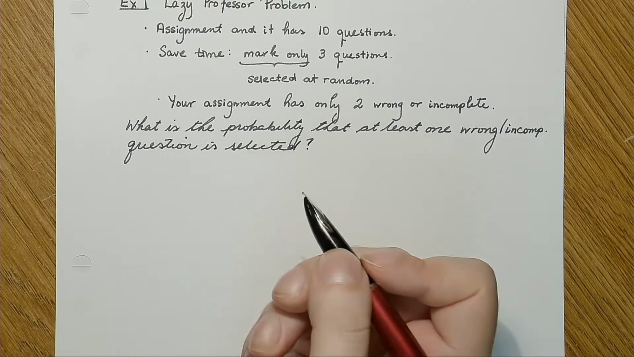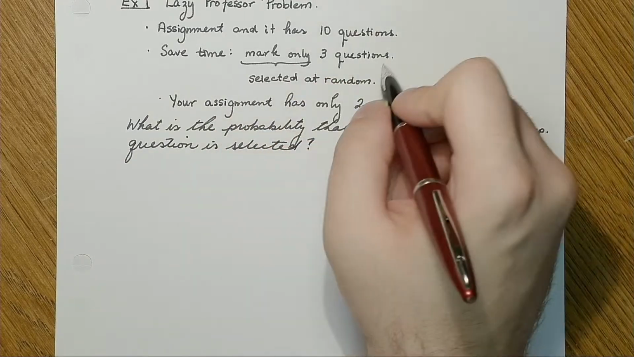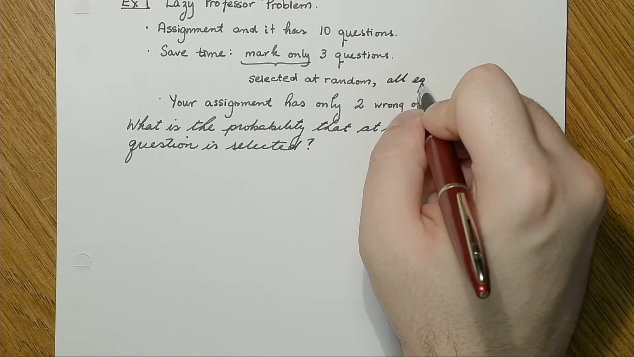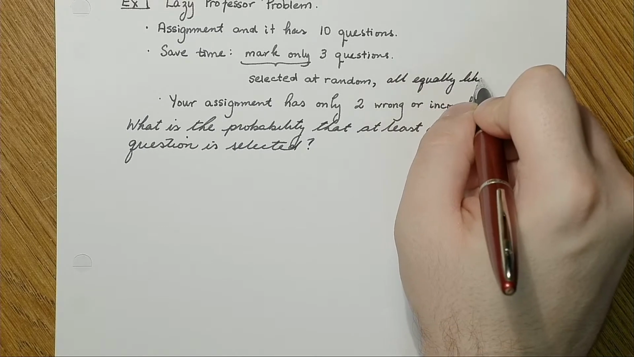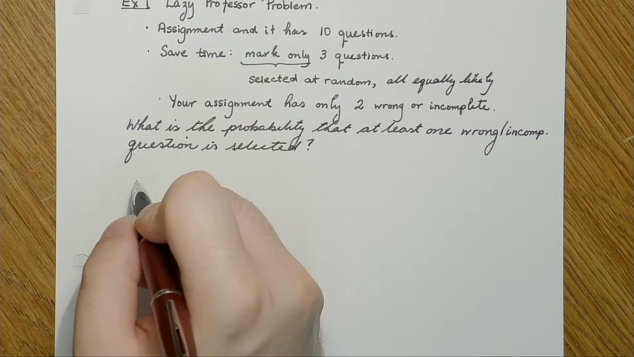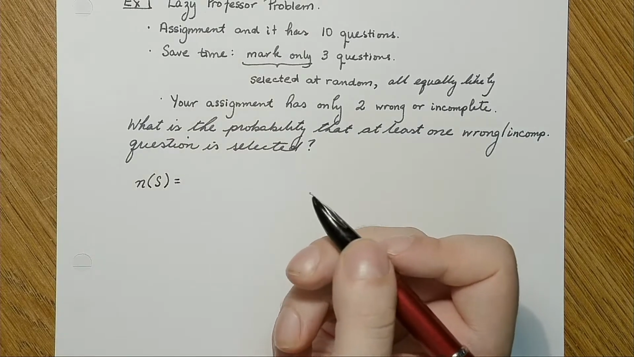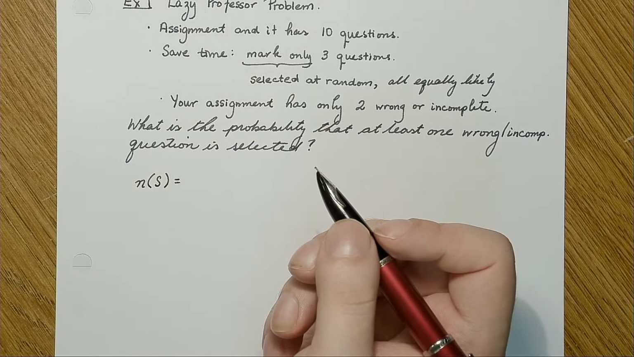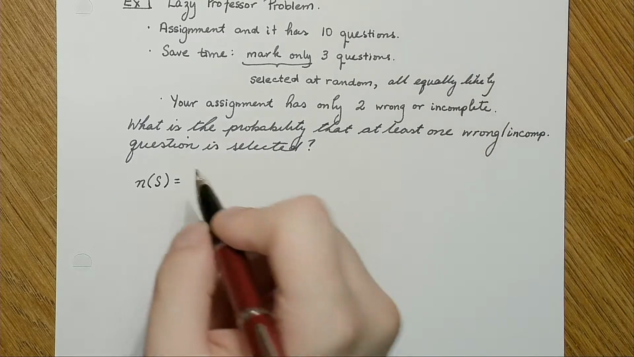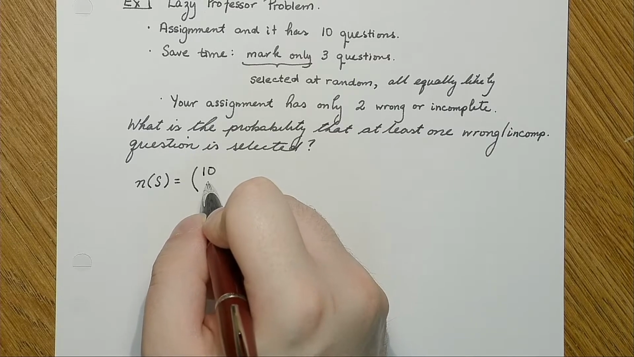Okay. So again, we're going to assume, because it's selected at random, we're going to say all equally likely to be selected. So then the sample space, let's start off with that one. How many possible ways can I pick 3 questions from 10? So it would be 10 choose 3.